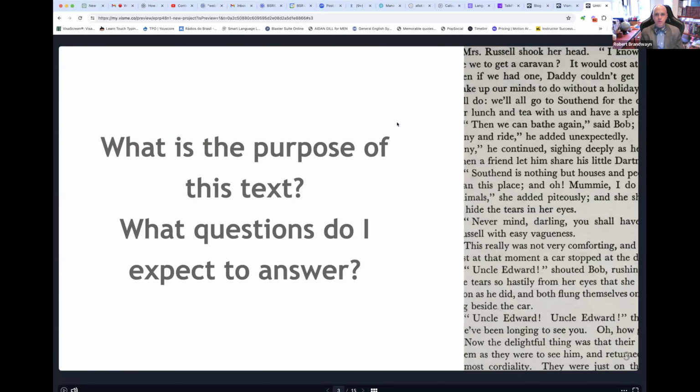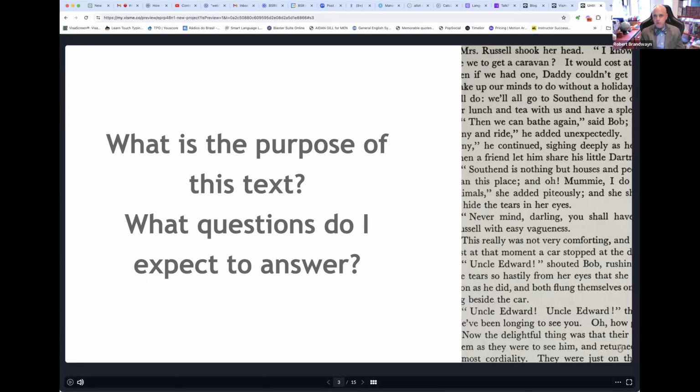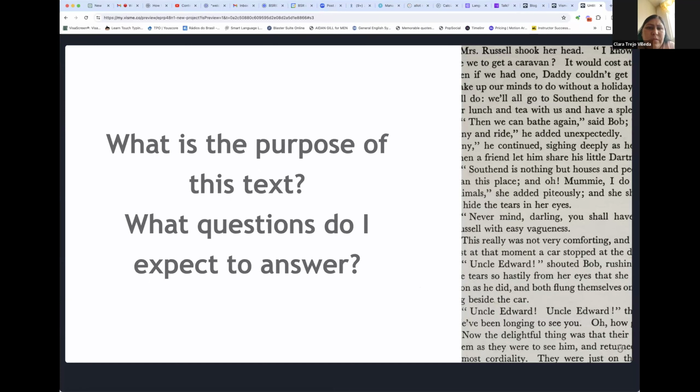Before we read, we need to answer the following questions. What is the purpose of this text? And what questions do I expect to answer? Let me repeat. When you're reading, you need to answer the questions. What is the purpose of this text? And what questions do I expect to answer? Any questions so far? ¿Alguna pregunta por el momento? No, teacher, it's okay.